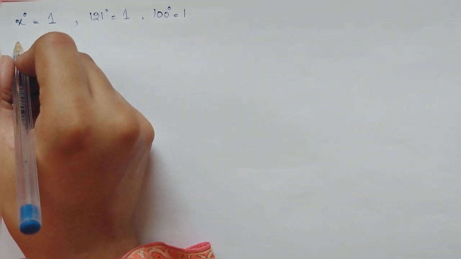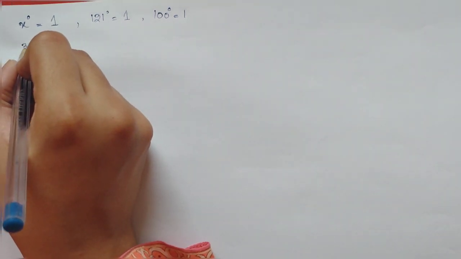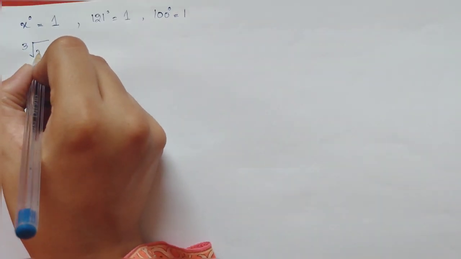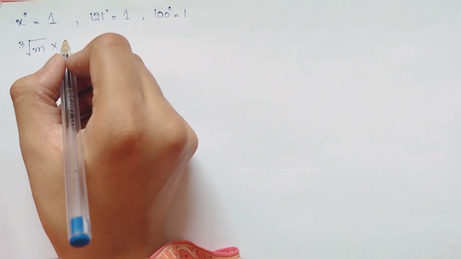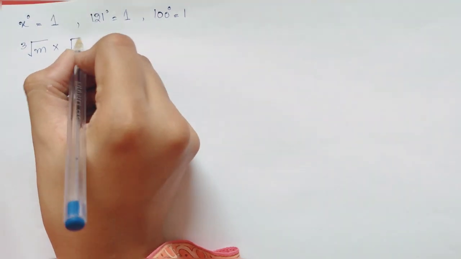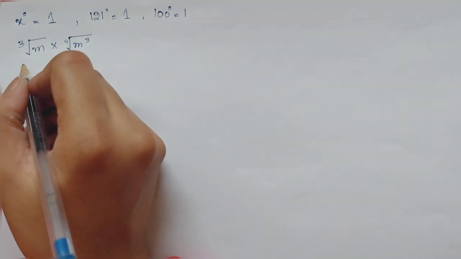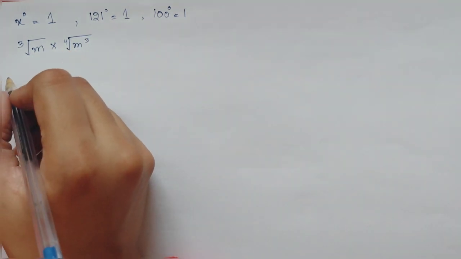Rational indices means you have symbols like this. Multiply the cube root of m by the 4th root of m to the power q. How can we simplify it?